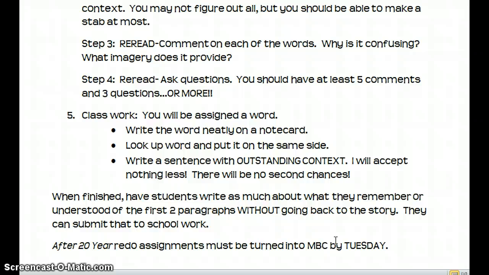Okay, and remember, finally, the after 20 year redo assignments must be turned in My Big Campus by Tuesday, and there will be a schoolwork assignment labeled after 20 year redo. Be sure you put it in the right place. I am not going to hunt for it.